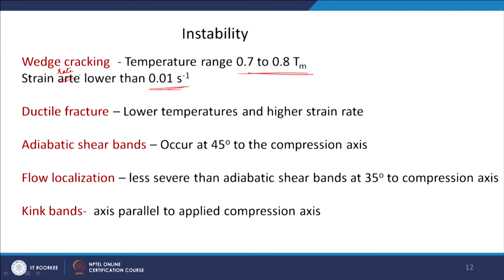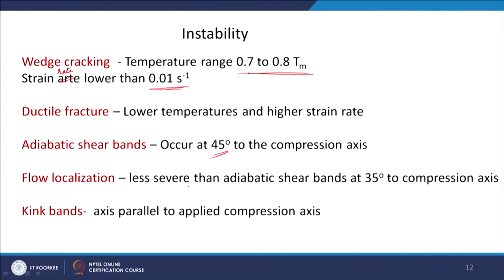Adiabatic shear bands you will observe usually at 45 degrees to the compression axis. Flow localization is usually less severe than adiabatic shear bands and occurs at around 35 degrees to the compression axis. And there are kink bands.